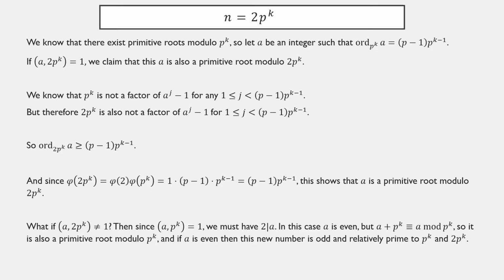What if it's not? Well, a is definitely relatively prime to p to the k. So if it's not relatively prime to 2p to the k, then it must have been an even number. It must have that common factor of 2. In that case, a is even.